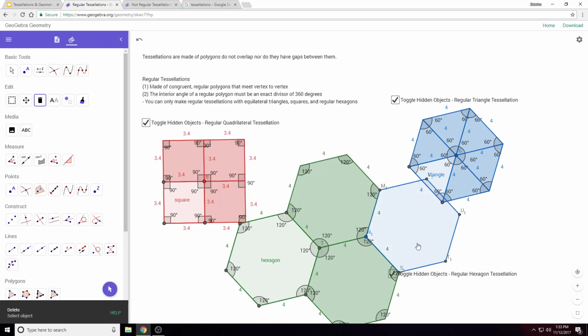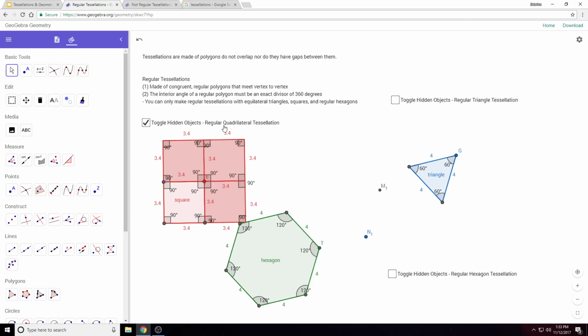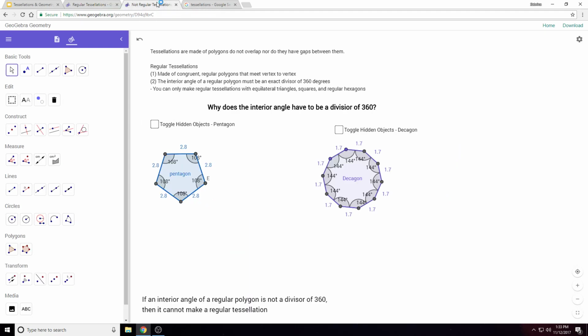Doesn't matter how many you add, but no matter what you do, if you have a regular square, a regular triangle, and a regular hexagon, you can always make a regular tessellation. Now, I focused on the idea that you can only make regular tessellating patterns from these 3 polygons because they all have interior angles that are exact divisors of 360. Now let me show you what happens if the interior angle is not an exact divisor of 360.